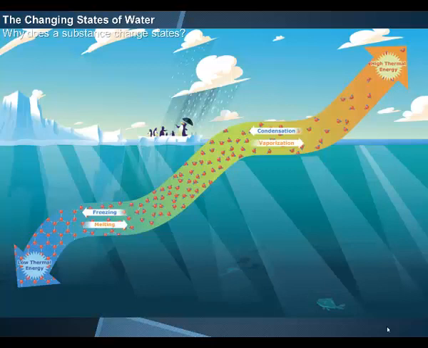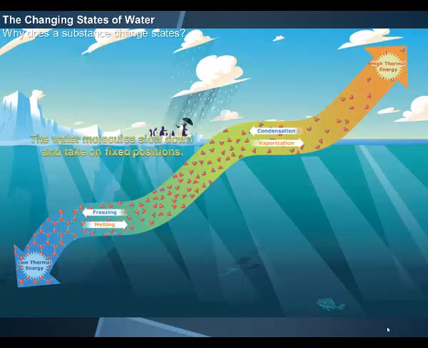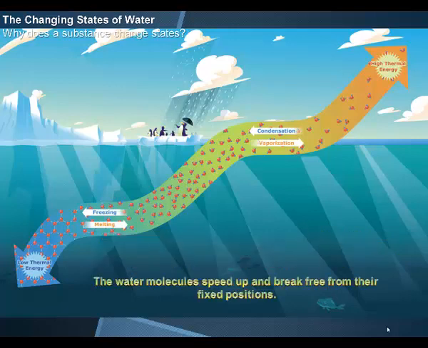Why do substances change state? So looking at this picture, this lake has frozen over due to the cold weather. As liquid water freezes, its molecules lose thermal energy. So how does the motion of water molecules change during freezing? The water molecules slow down and take on fixed positions. The air outside is so warm that a snowman is melting, much like the iceberg the polar bear was floating on. During melting, the water molecules gain thermal energy. How does the motion of the molecules change during melting? The water molecules speed up and they break free from their fixed positions.